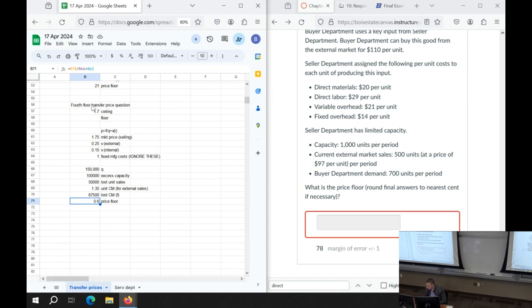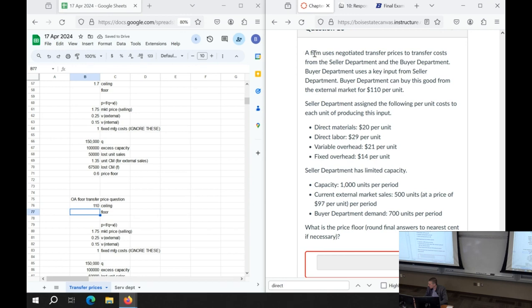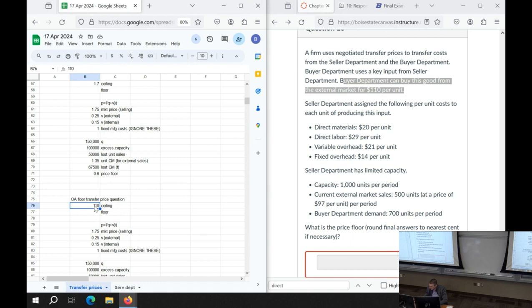Let's copy down our same procedure here. This is our open answer floor transfer price question. So I can notice, looks like we're negotiating transfer prices. We have a seller and a buyer department. Buyer department uses a key input from the seller department. Obviously, buyer department can buy it on the external market for 110. So that's the ceiling. If we were asked about the ceiling, that's what it would be.